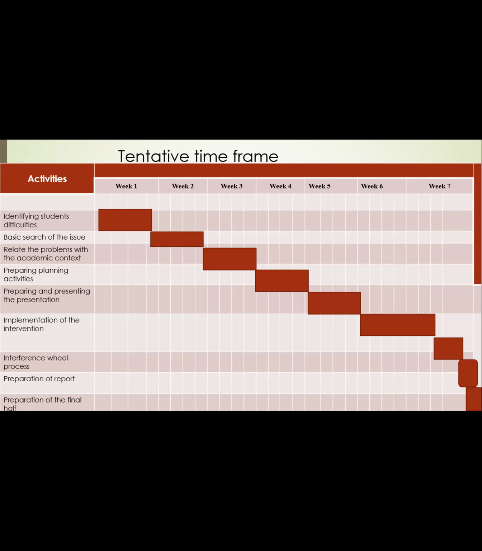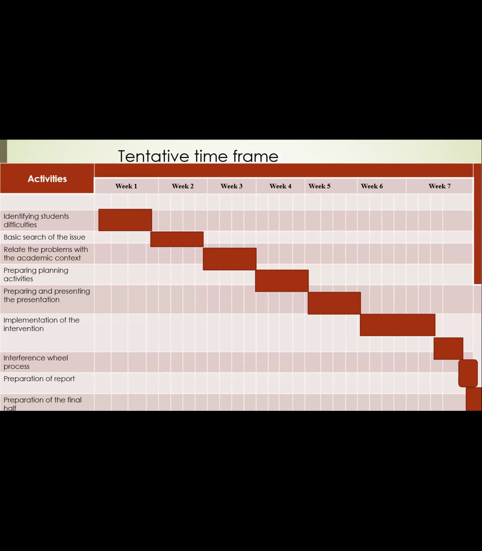What do you mean by intervention process? Pre-test and the intervention of the process. That is the implementation of the intervention. Implementation of the intervention means implementing the intervention steps. Then the next one.